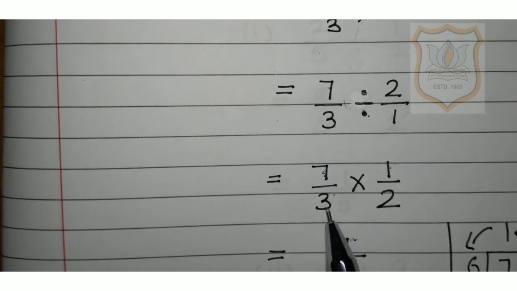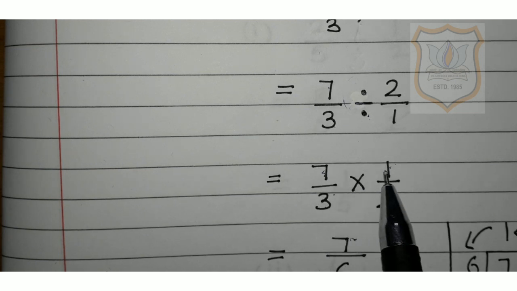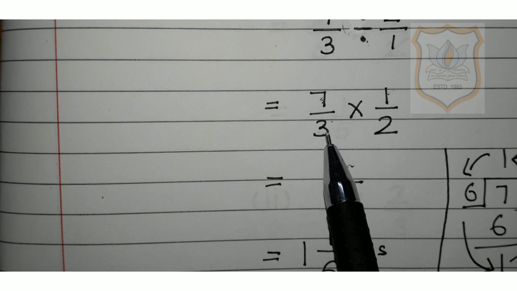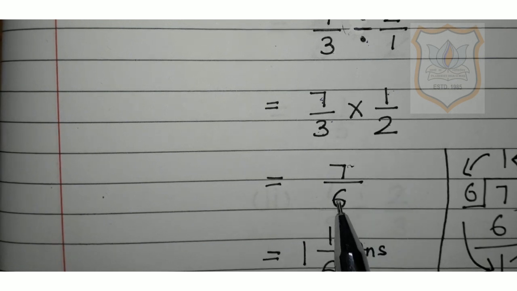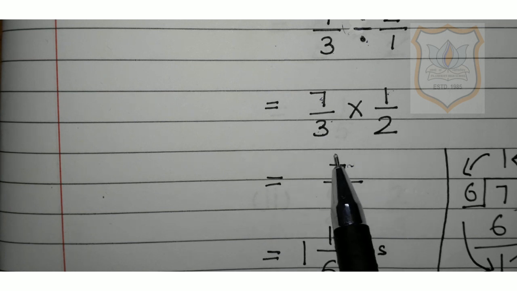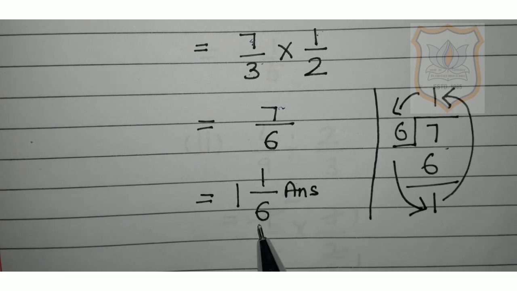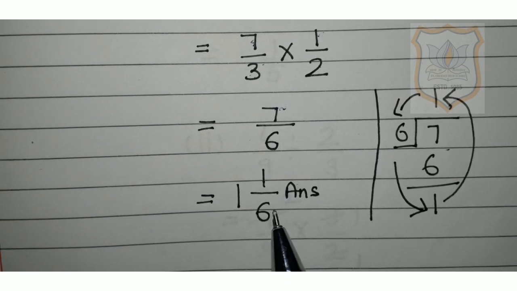Now 7 upon 3 is multiplied by 1 upon 2. So numerator is multiplied by numerator and denominator is multiplied by denominator. So 7 into 1 is equal to 7, and 3 into 2, 3 2s are 6. Now our fraction will become 7 upon 6. This improper fraction will be converted into a mixed fraction, and our mixed fraction is 1 integer 1 upon 6, and this is the answer of the first part of question number 3.